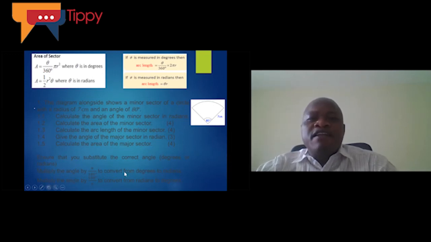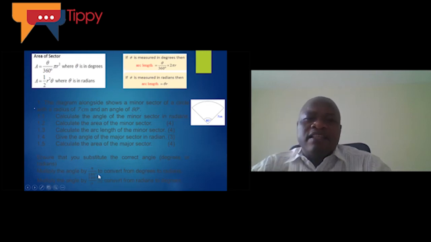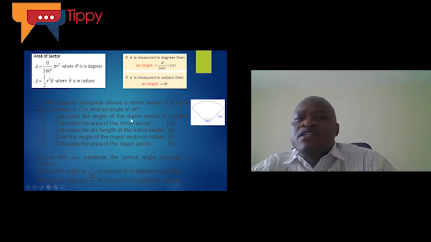Now, if you were given an angle in radians and you're supposed to convert it to degrees, you will then multiply that particular angle by 180 degrees over pi. Back to our question. We have learned how to convert between radians and degrees. Now, the next question says, calculate the area of the minor sector.